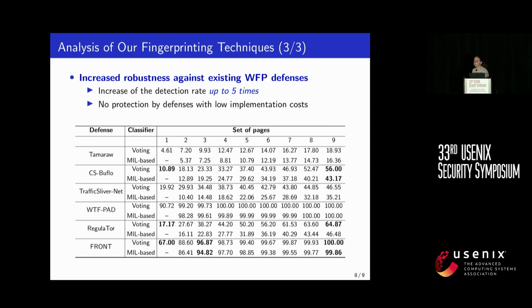Finally, we also evaluated our methods against website fingerprinting defenses. Here we see that with our methods we can achieve an increase of the detection rate of up to 5 times. And in the table, the last three defenses represent defenses with low implementation overhead, and exactly for these defenses we can see that they almost do not provide any protection.